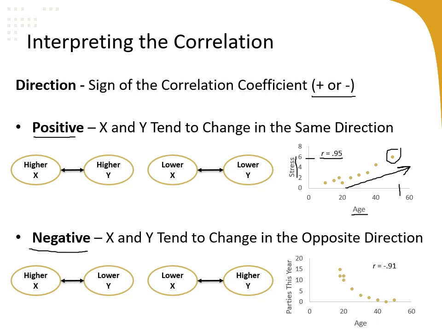So those with higher levels of X tend to have lower levels of Y. Those with lower levels of X tend to have higher levels of Y. So a silly example would be your age and parties this year. As you get older, the number of parties that you have tends to decrease. Notice I didn't say as those who are older have fewer parties, right? That would be a causal statement. Correlation is not causation, but I'm saying those who are older tend to have fewer parties. You also see there's a negative here, right? Those who are older tend to have fewer parties.